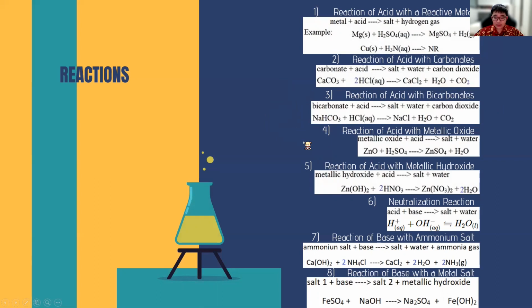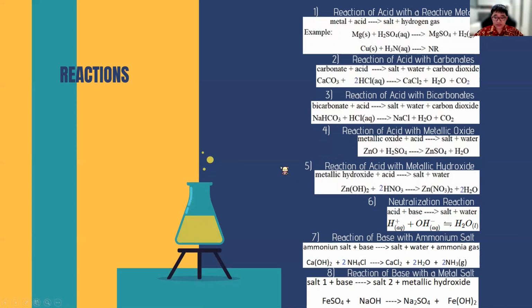For the number 4 reaction, we have the reaction of acid with metallic oxide. The reaction of metallic oxide is a reaction between metallic oxide plus acid, which will yield salt plus water. This is an example of the reaction.